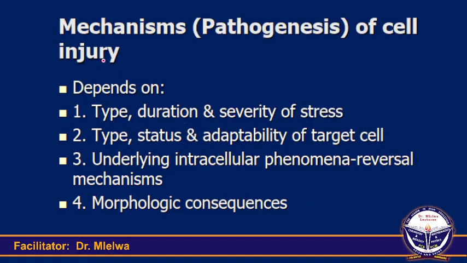Now, mechanism of pathogenesis of cell injury. Kwamba cell injury inatokaje? Tulisema kwamba the way disease tends to happen is what we call pathogenesis. Now, tumeona kuhusu the morphology or the appearance of cell injury, how it appears at a microscopic level, and how it appears at a macroscopic level. Now, what are the mechanisms or pathogenesis of cell injury? Pathogenesis of cell injury depends on the type, duration, and severity of stress. That's the first thing it depends on. The type of stress, the duration, how long it lasts, and the severity, how extensive it is.